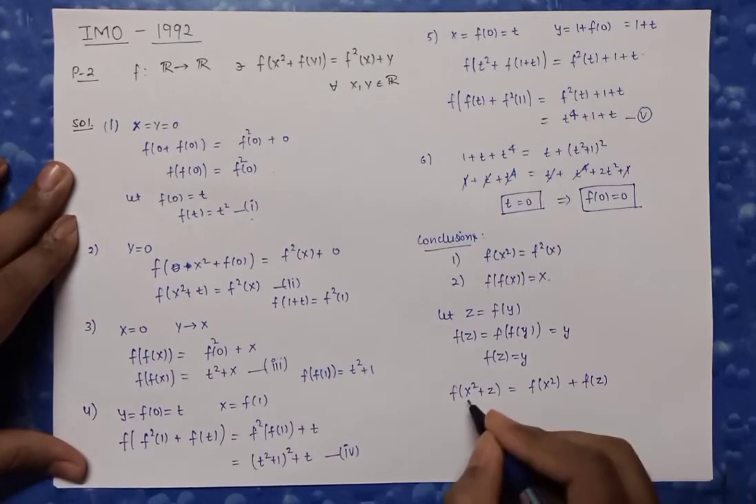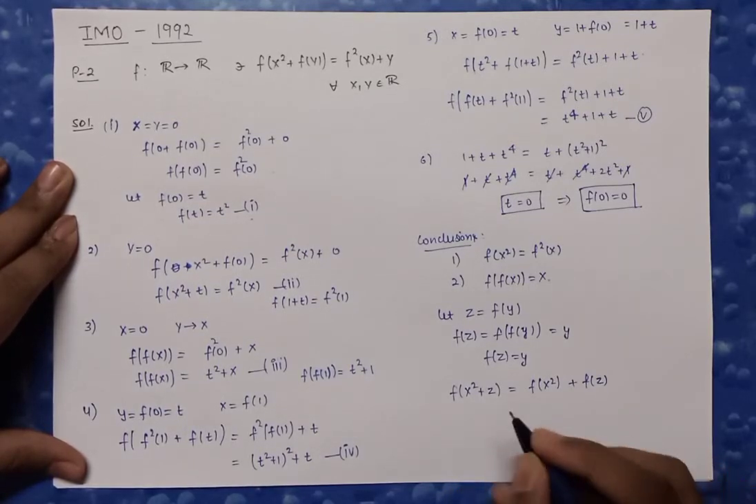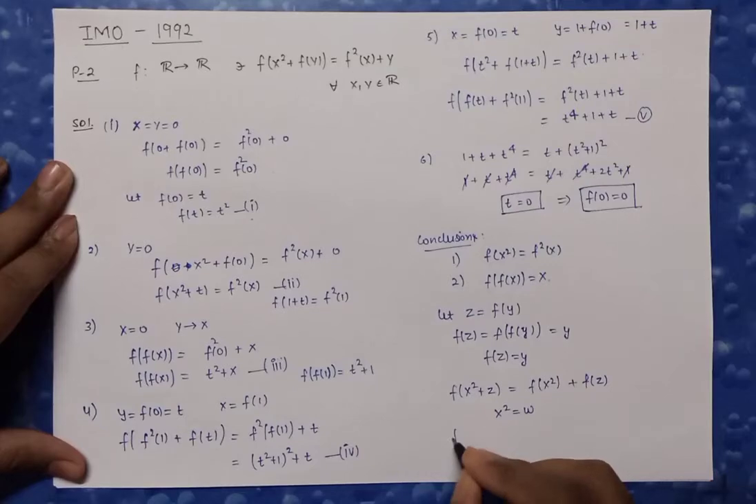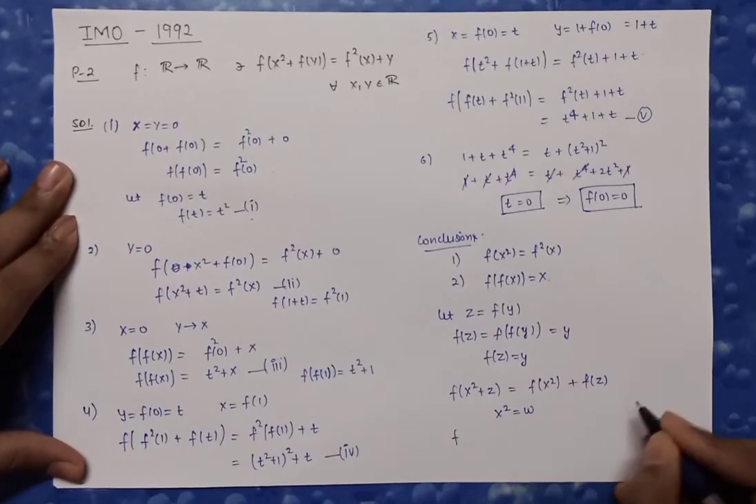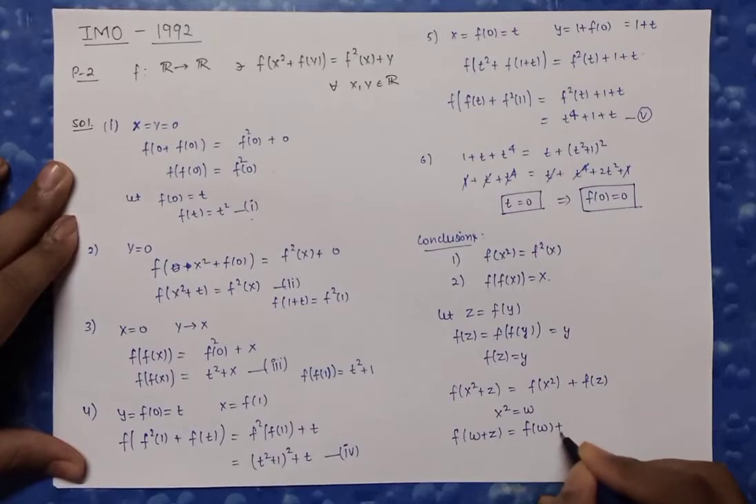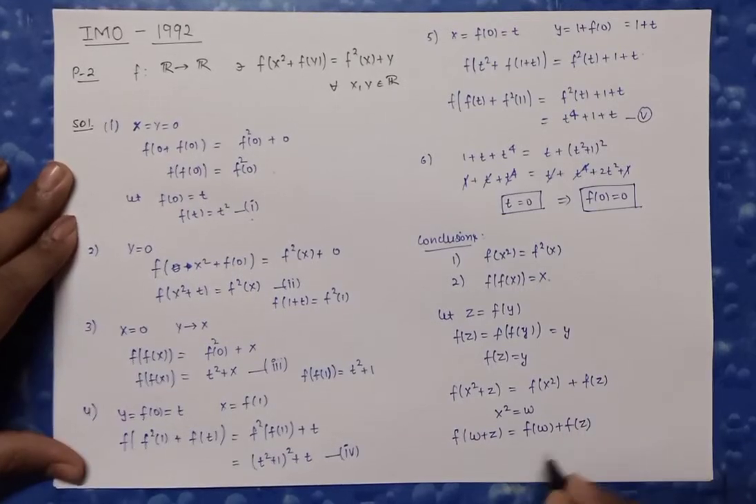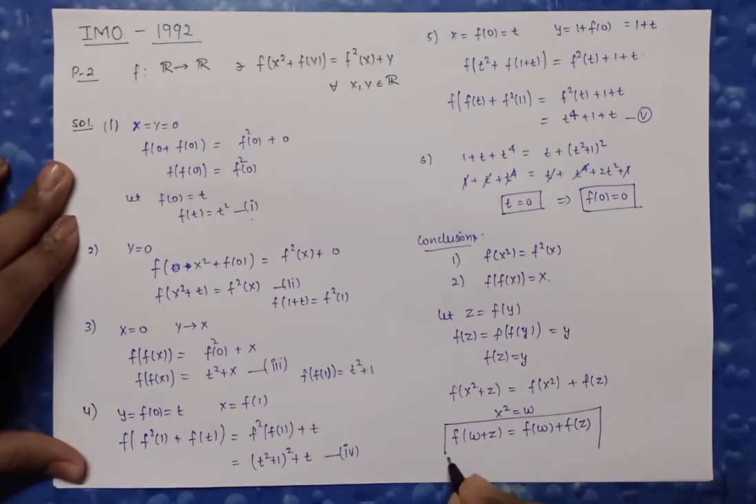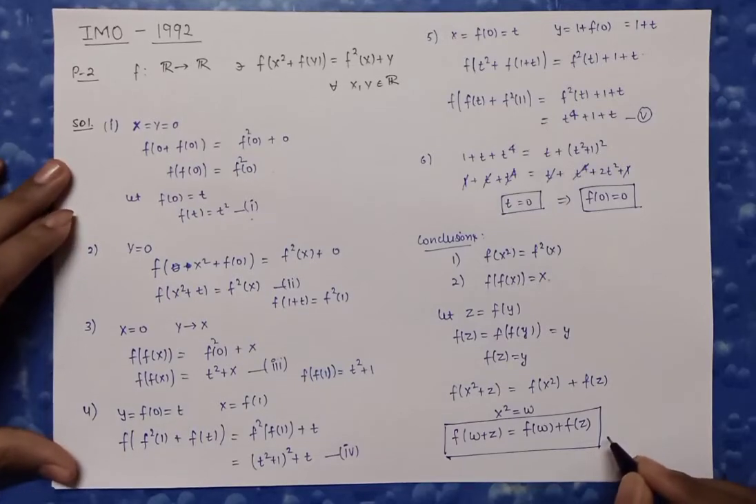Now let's substitute, x square also belongs to real numbers, so we can make a substitution like x square equals to w, and w also belongs to real numbers. I am not writing that, but I hope you can understand. So let x square be w, then w plus z equals to f of w plus f of z. Now a noteworthy equation we have got here.